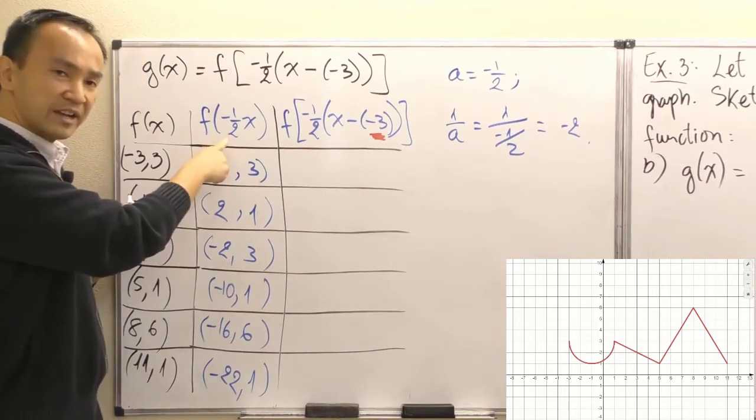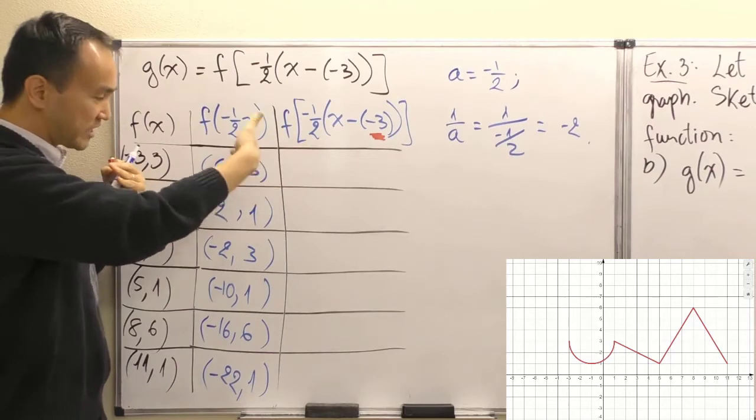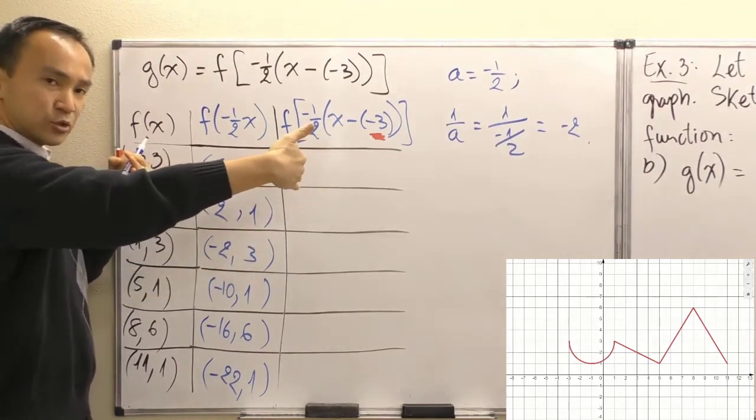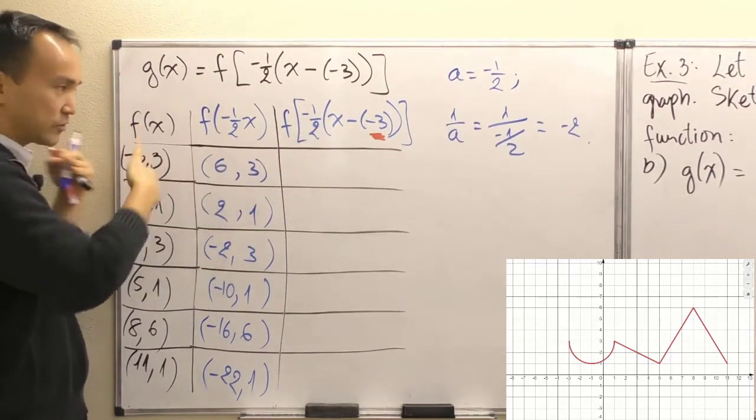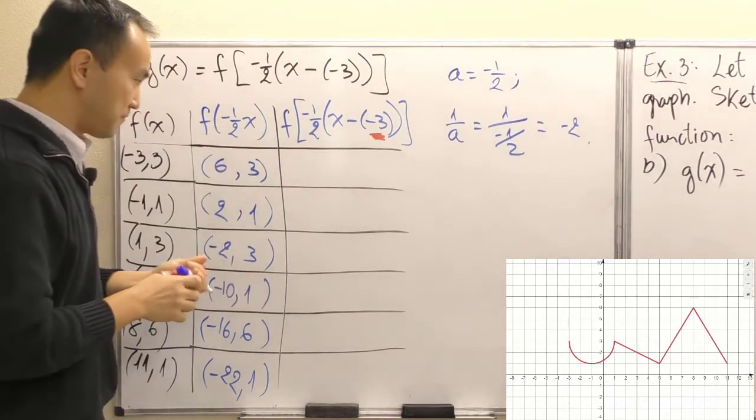In this problem, we flipped and then we stretched the graph. Once we're done with that, we're going to take that stretched version and move it to the left-hand side by 3 units. All right, and so now let's get it done.